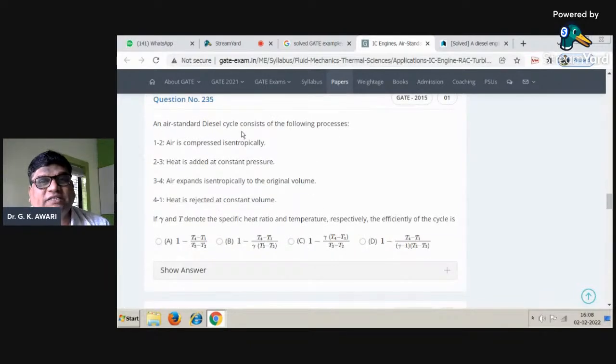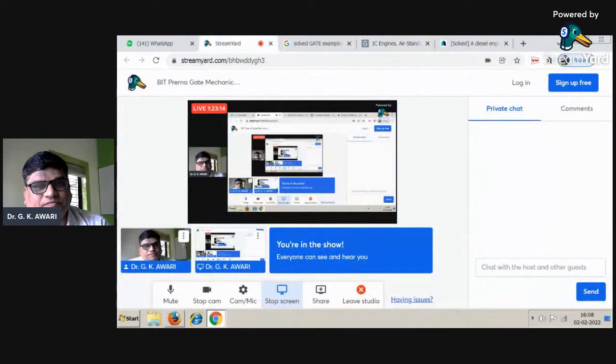The air standard diesel cycle consists of the following processes. That is, air is compressed isentropically.